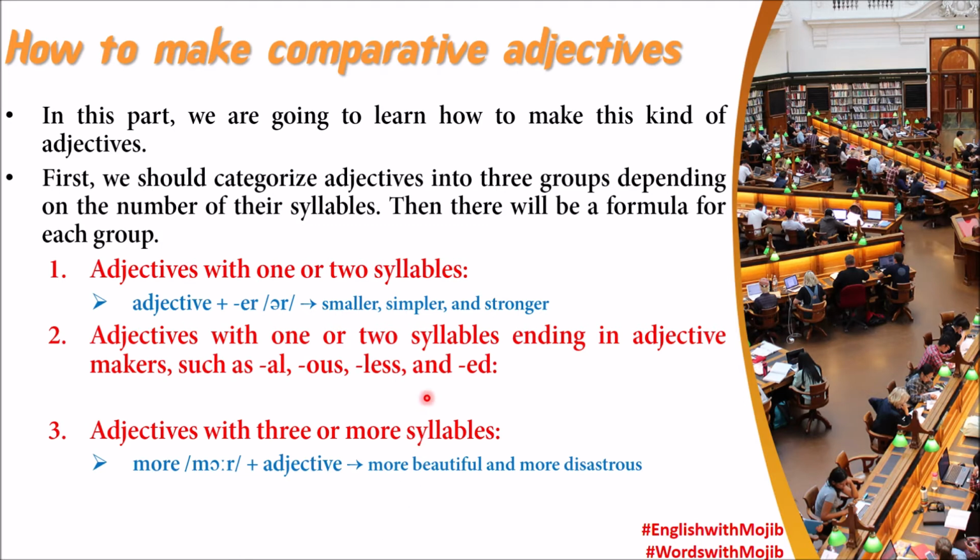And for group 2, adjectives ending in an adjective maker that have 1 or 2 syllables, we again use the same formula as number 3. More plus adjective. Like more useful, more helpless, and more bored. How many syllables does useful have? 2 syllables. But we use more because it has an adjective maker, which is full. Helpless, again 2. We use more because we have less, which is an adjective maker. Bored, 1 syllable, but we use more because we have again an adjective maker, which is ed.